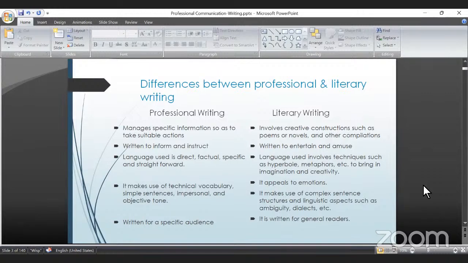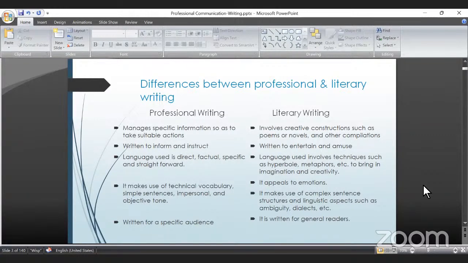The case of email is different. We'll come to that, how email, although it is considered a part of professional writing, allows for personal spaces. That we'll look at when we discuss email writing. But in general, impersonal, objective tone.